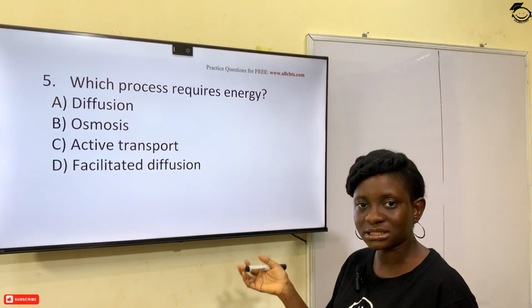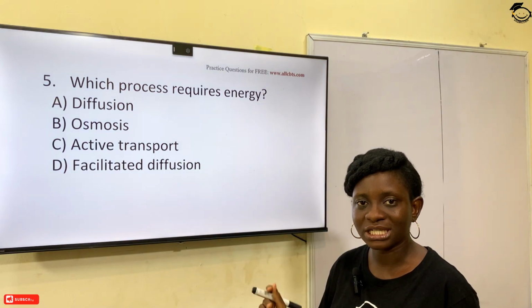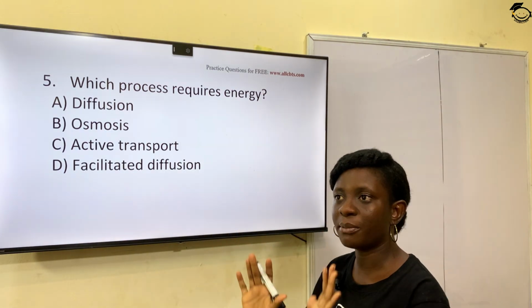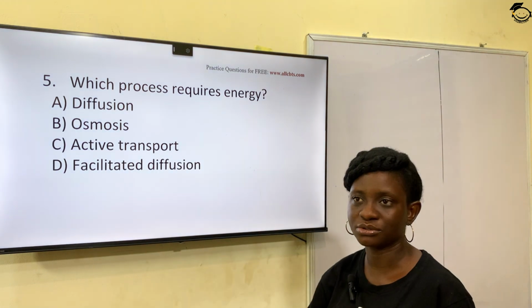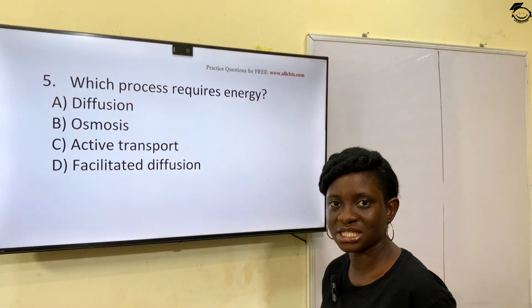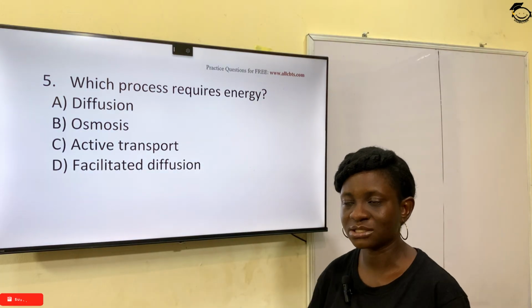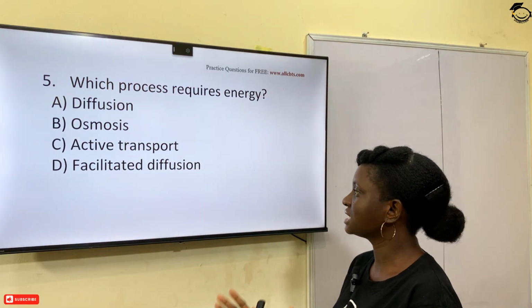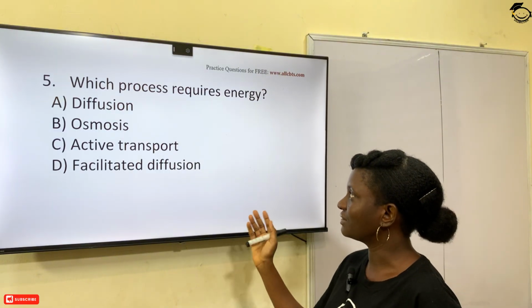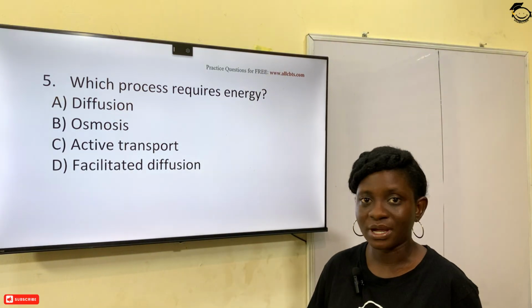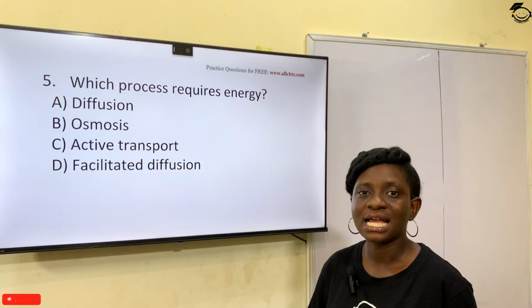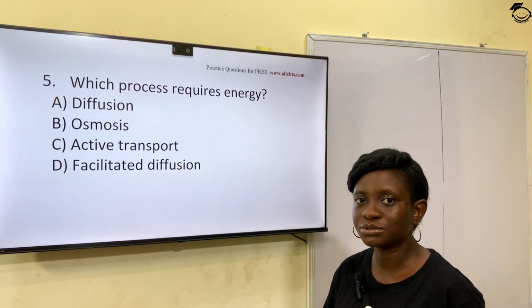C. Active transport. So just imagine you are trying to push something up, maybe a hill or something high. So energy is involved to push across the gradients. So across the hill, energy is involved, and facilitated diffusion really does not require ATP. So the correct answer is active transport, option C.